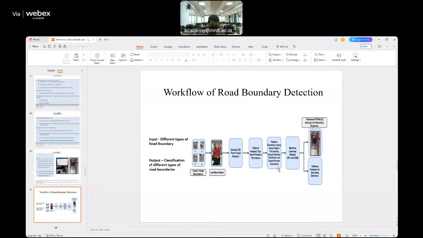So this is the workflow for the road boundary detection. So what is there? How many have seen the road boundary detection earlier also?